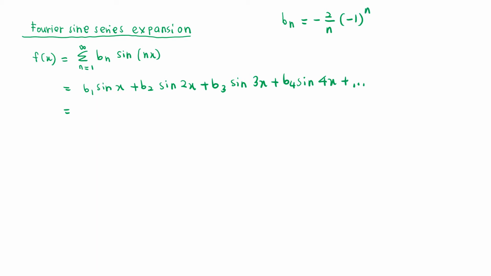When n equals 1, we substitute into this, you will get a positive value, so it will be 2 over 1 sine of x, plus when n equals 2, you get negative 2 over 2 sine 2x, and then when n equals 3 the value will be positive, so 2 over 3 sine 3x, and then when n is 4, you get negative 2 over 4 sine 4x.